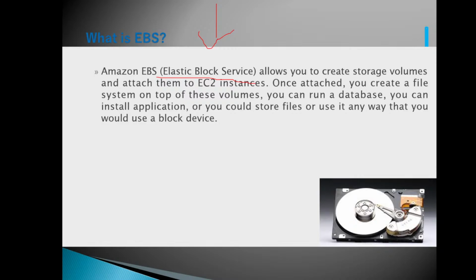So Elastic Block Storage allows you to create storage volumes and attach them to your EC2 machine. Simple. Once attached, you can create a file system on top of this volume. You can run a database, you can install applications, or you could store files, or use it anywhere that you would use a block storage.